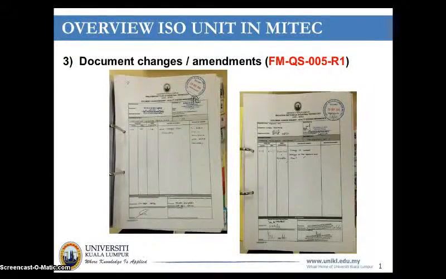Next, these are some of the activities that are being done at the ISO unit, such as maintaining our documentation. Any changes in our documents need to follow these procedures, which is to fill in this form, FMQS 005 revision 1. These forms are known as the document change request form.